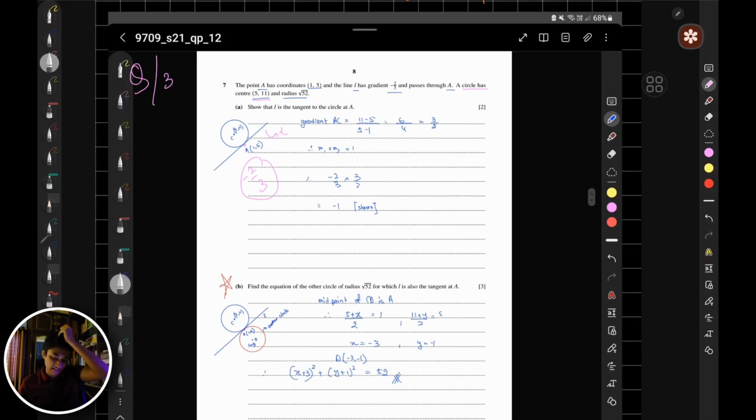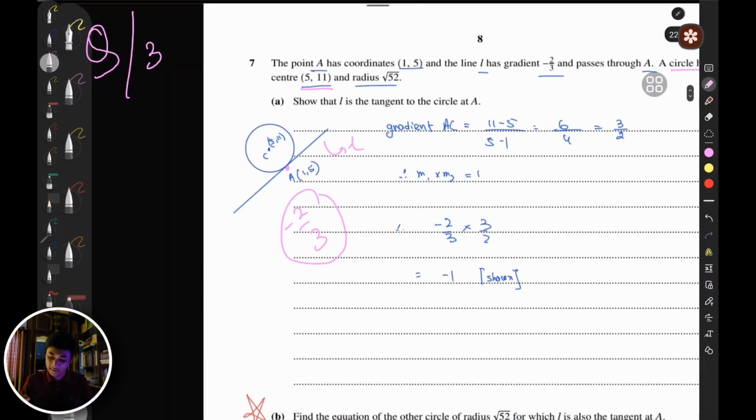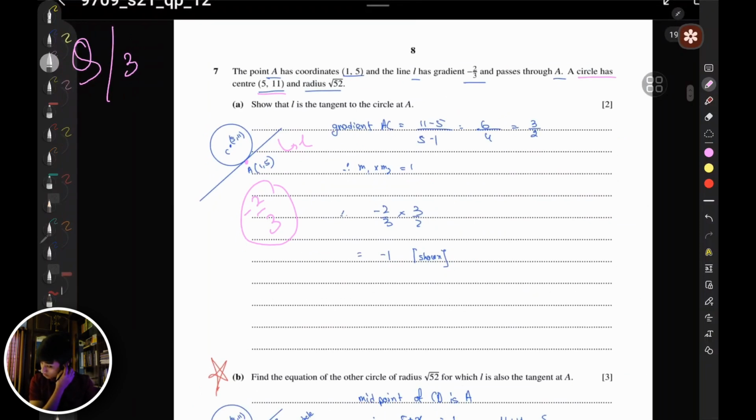So they're telling you that L is a line such that, for one thing, it passes through A and it is also a tangent to the circle at A. So the question is, how do you prove it? How do you prove that the line is a tangent to the circle at A?